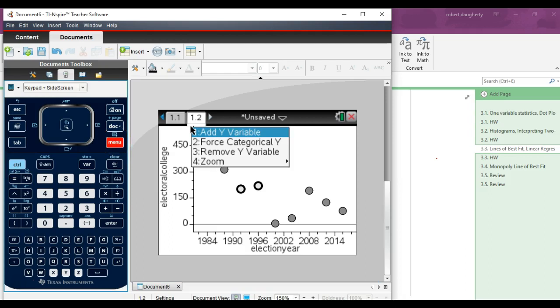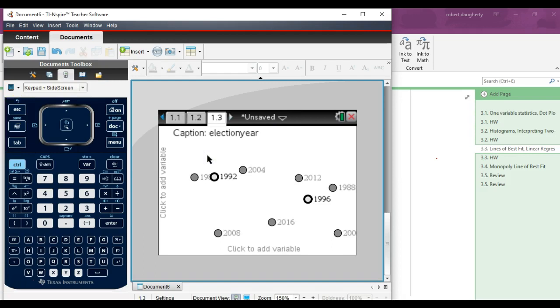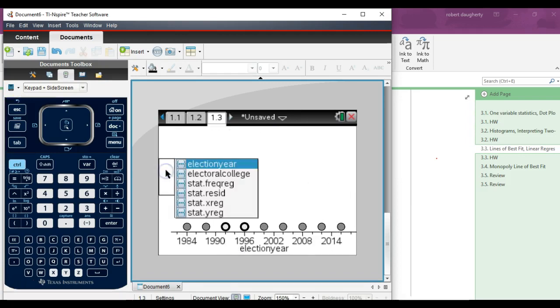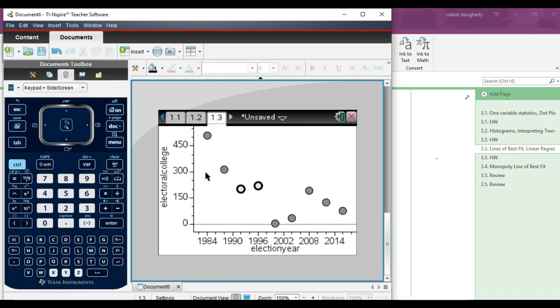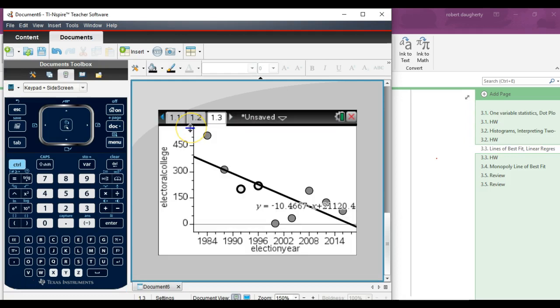Control, got several things going on. Control document, add data and statistics. Let's do election year. Let's do electoral college. Menu, analyze, regression, show linear. What I'm trying to do is to move this function here. There we go.